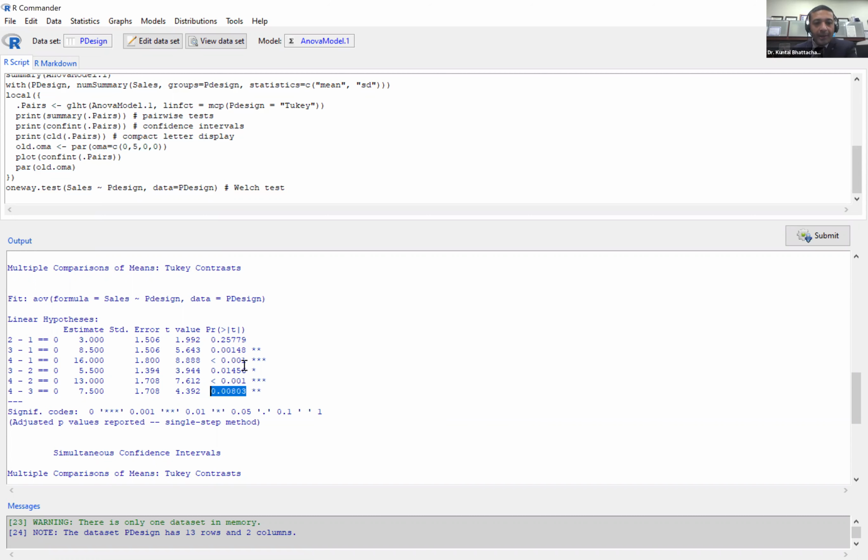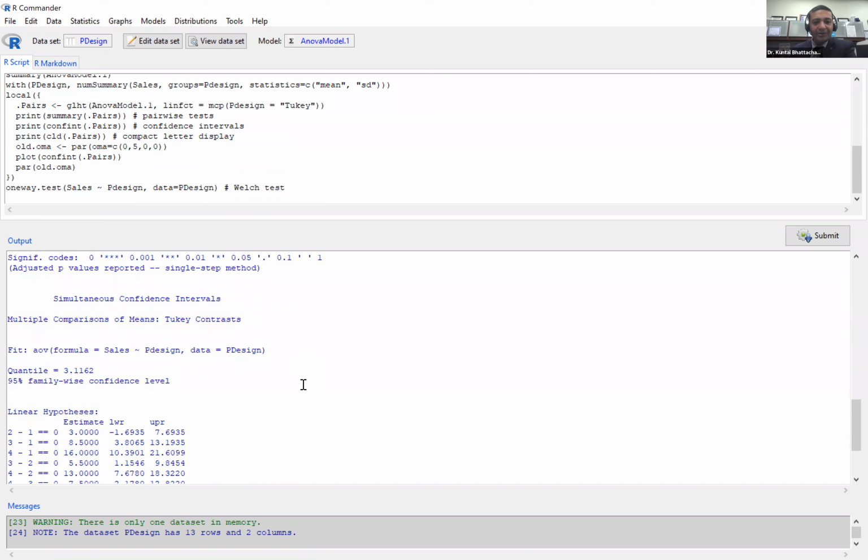Now, here is where the interesting part happens. Between package designs 3 and 2, that probability value is 0.01456. Okay, and between package designs 2 and 1, that probability value is 0.25779. So you can clearly say that statistically there is no difference between package designs 2 and 1, even though in the box plot package design 2 looked to be a little bit higher than package design 1, but statistically there is no difference between those two.